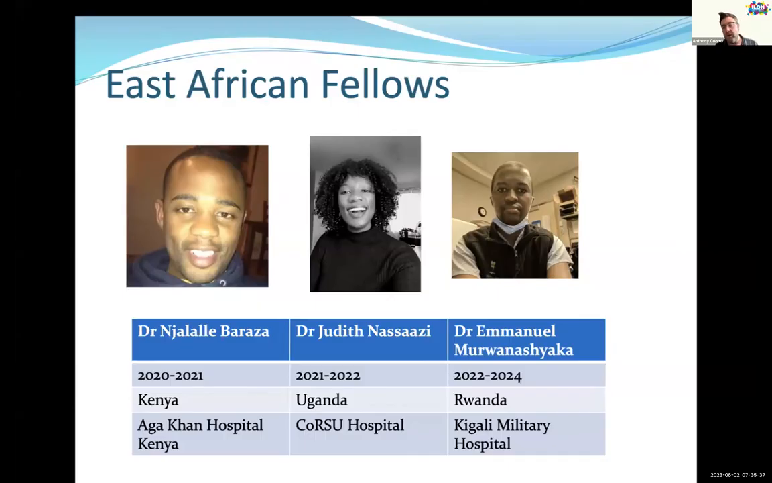We've currently partnered with the University of Rwanda, and we are very happy to have Emmanuel with us, who is from the Kigali Military Hospital. He is spending 18 months with us, and then will be returning there to develop a pediatric orthopedic program. Following that, we have a surgeon coming from Ethiopia to spend a year with us as well.